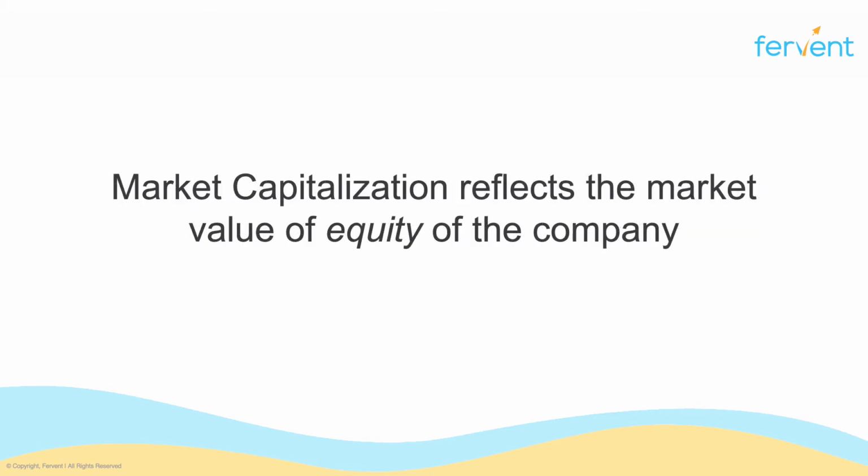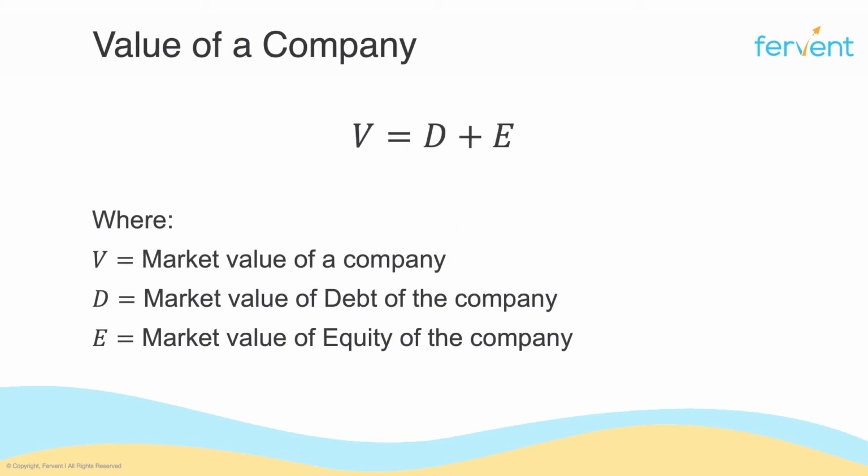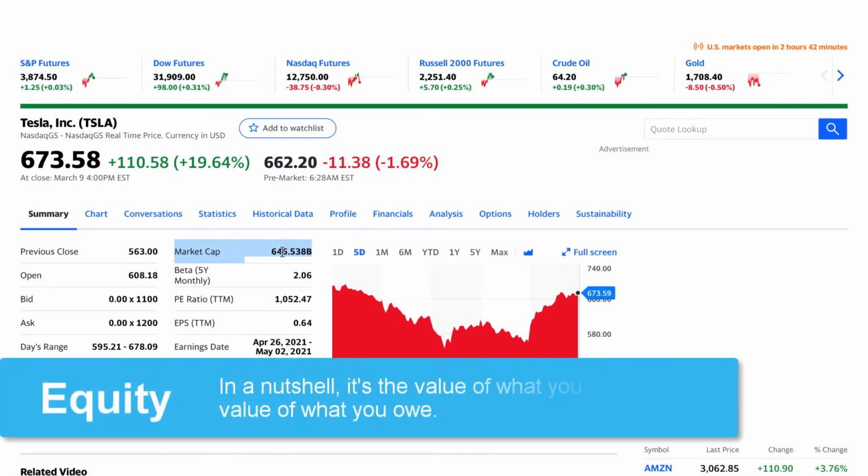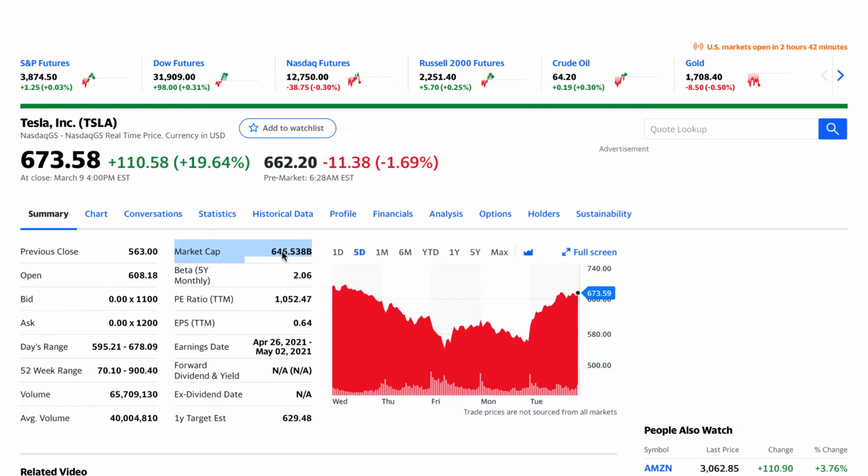Okay, so a company is made up of both debt as well as equity, and the market cap only relates to equity. So what this is telling us is that's the market value of Tesla's equity. Now, if Tesla doesn't have any debt, then the market value of equity is the same as the market value of the company. But that's only if Tesla doesn't have any debt. If Tesla does have debt, then the market value of the company is not equal to the market value of equity. And so it's important to be aware of that distinction. So market cap is not the market value of the company. It's the market capitalization, which is the market value of the equity of the company.